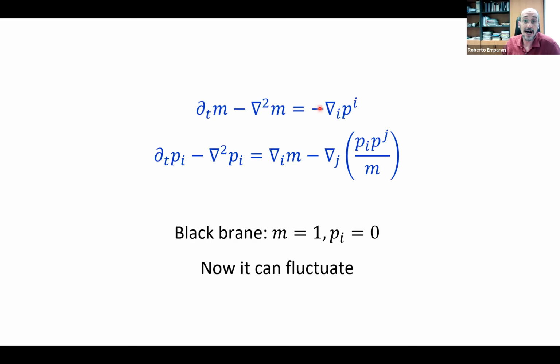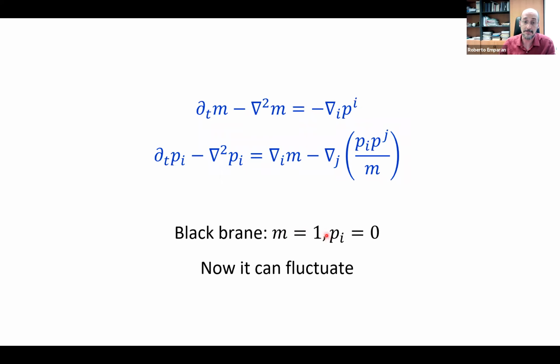Now the equations are relatively simple, and it's easy to find a solution. The solution where the horizon is uniform, where the mass density on the horizon is constant and there's no momentum. That's a solution that's easy to find. That's just what corresponds to the flat black brane. But now we can make it fluctuate. We can study perturbations, linear or non-linear, but we may start with linear fluctuations of this black brane.